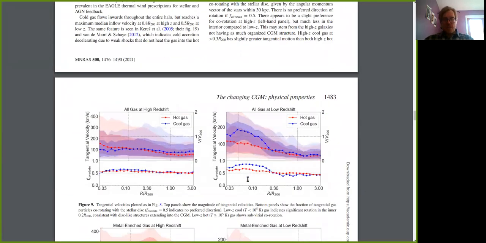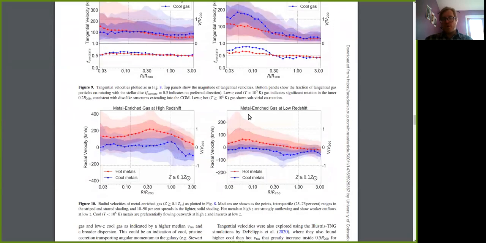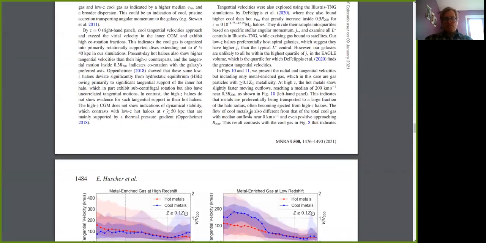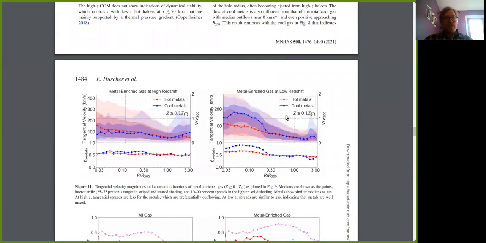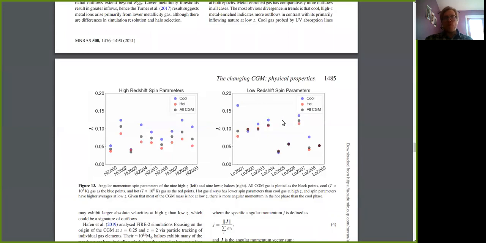And so as for the rotational velocity, we can see that cool gas has a strong positive rotation further in, probably suggesting disk-like structures in this vicinity, particularly at low z. A similar story with the metals. Concerning the angular momentum, it's clear that cool gas shows much more angular momentum than the hot gas at both redshifts. You can see the blue dots in these plots. We also see that at low redshift, the spread of the angular momentum gets much smaller between the gas phases.